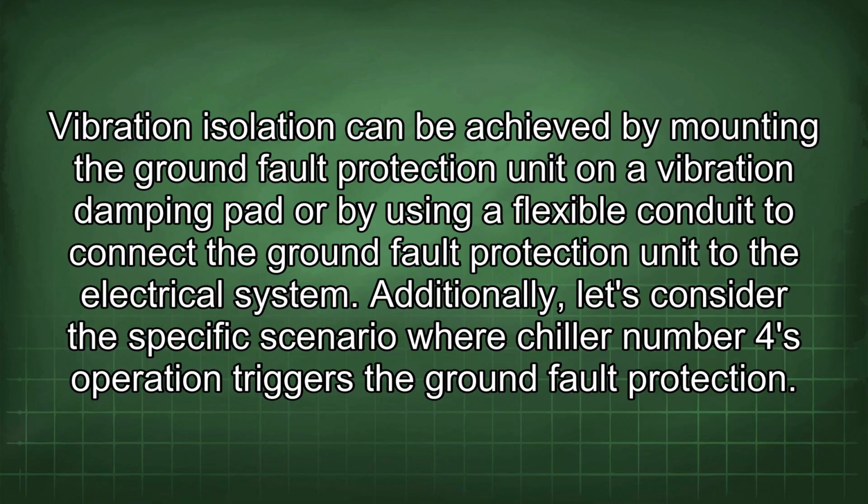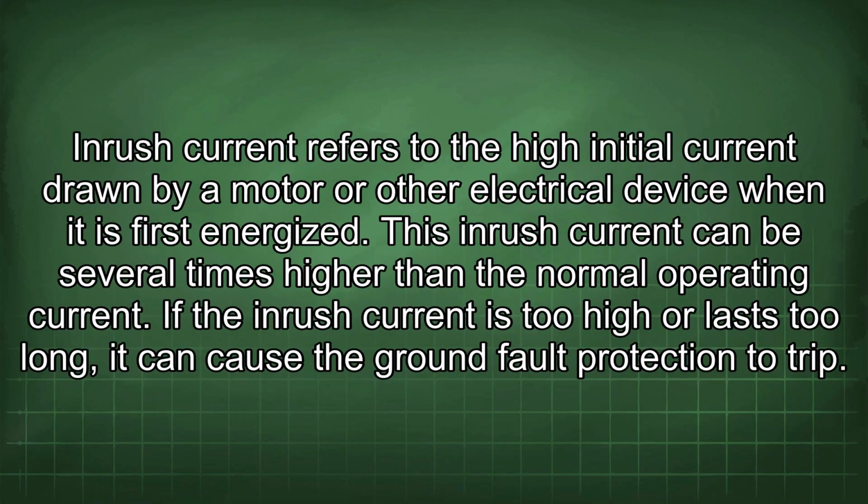Additionally, let's consider the specific scenario where chiller number 4's operation triggers the ground fault protection. Inrush current refers to the high initial current drawn by a motor or other electrical device when it is first energized. This inrush current can be several times higher than the normal operating current. If the inrush current is too high or lasts too long, it can cause the ground fault protection to trip.